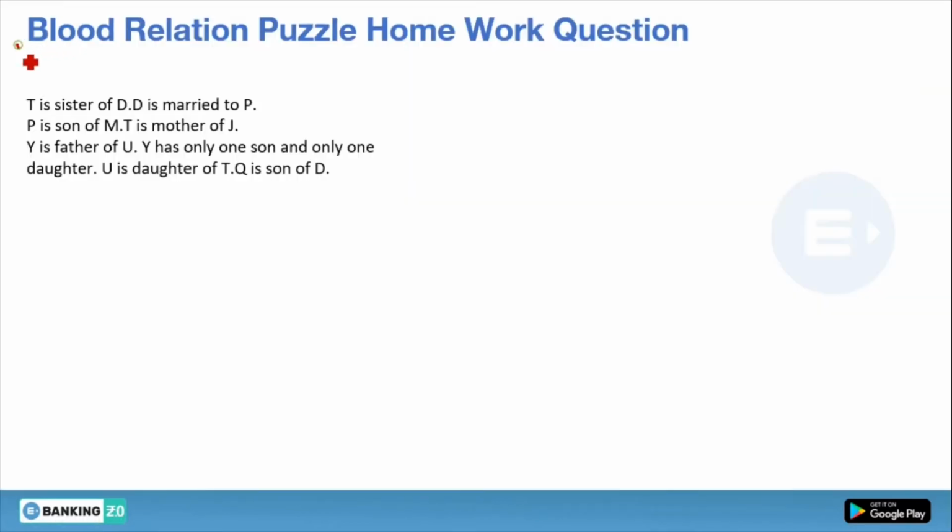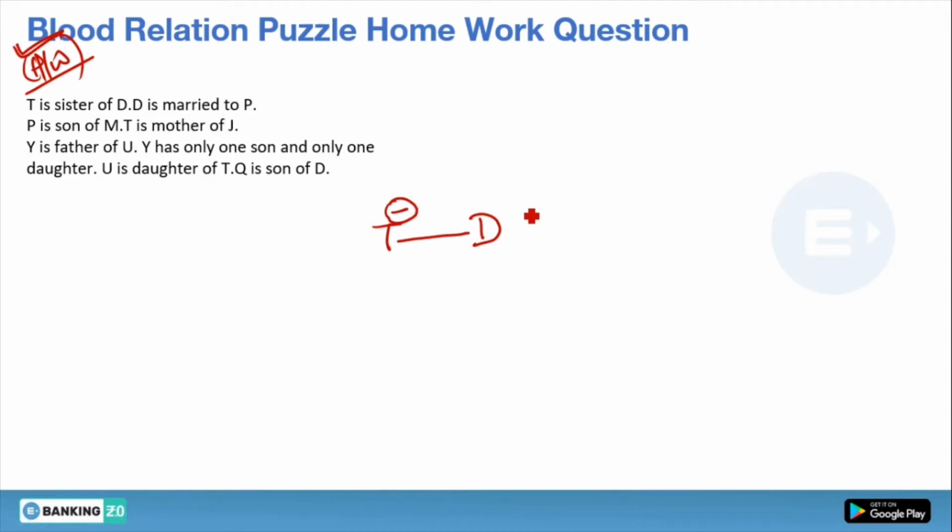Okay students, before solving this video's question we will first discuss the previous video's homework question. This was the homework. Now I am solving it. Just check your answers. T is a sister of D. T is a sister of D means T and D belong to the same generation, so we will use a single line. And T is a sister. Sister means female, so the sign will be negative. And we don't know the gender of D, so we will not assume.